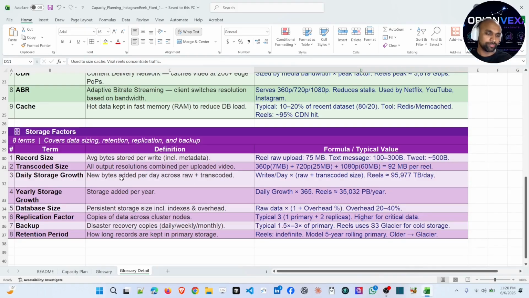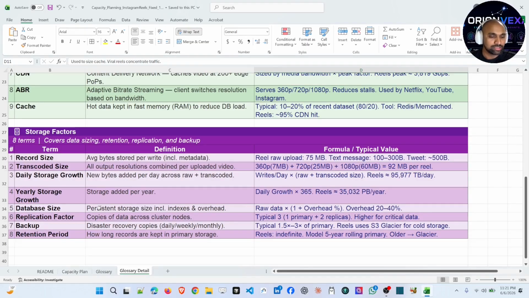Daily storage growth, the new bytes added per day across raw plus transcoded. Writes per day times raw plus transcoded size is called the daily storage growth. It's around 95,977 terabytes a day. It's not a small value, it's a huge value. The yearly storage growth is the daily storage growth multiplied by 365.